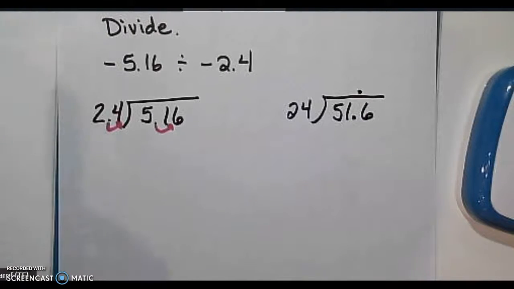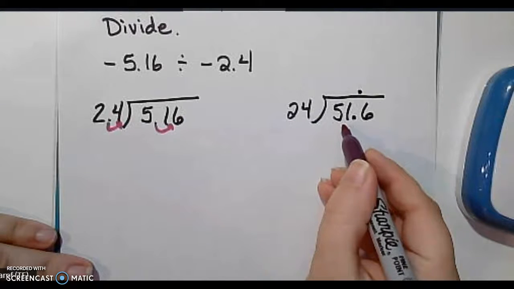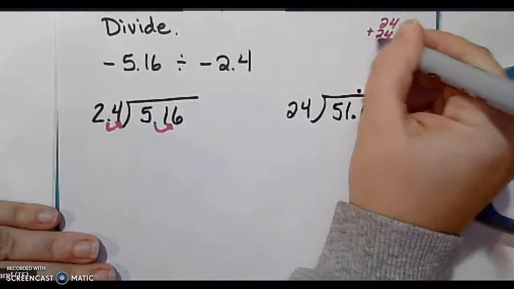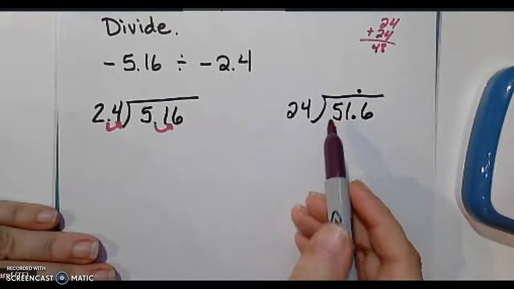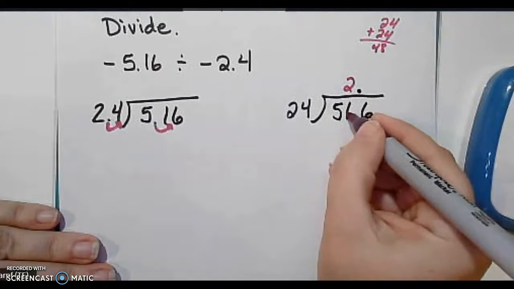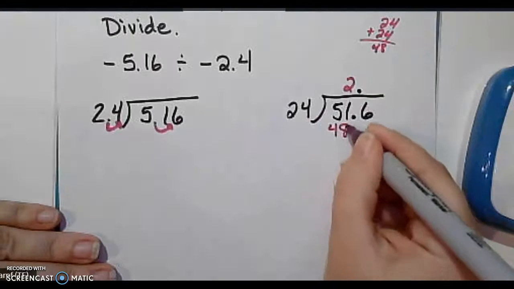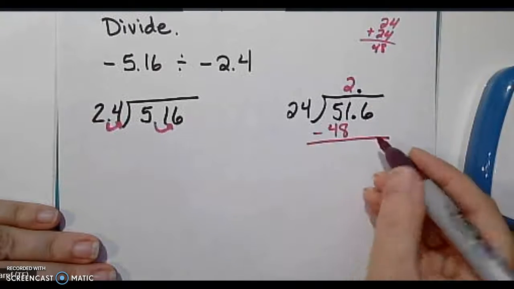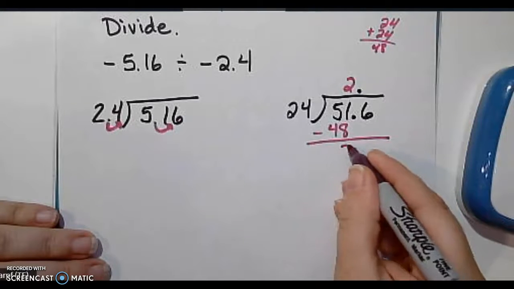All right, so now when we go to solve this, we see how many times can 24 go into 51. Well, I know 24 plus 24 gives you 48. And if I add another 24, that's too big. So it only fits in twice. So I put the 2 here above the 1 because I did 51. 2 times 24 is 48. So we got to line all these up like so. And then we find the difference. We subtract. 51 minus 48 is 3.